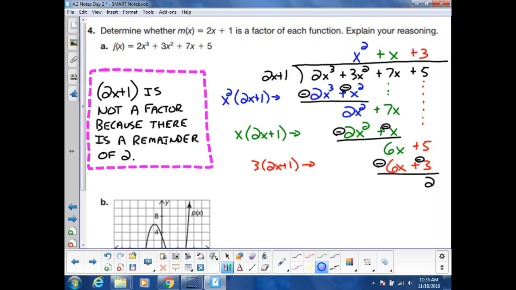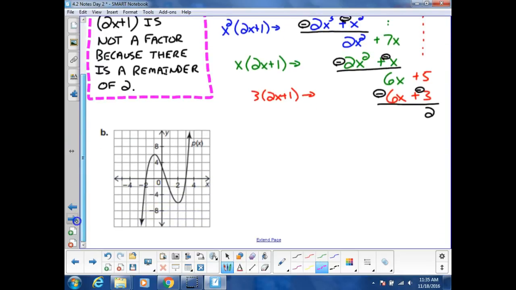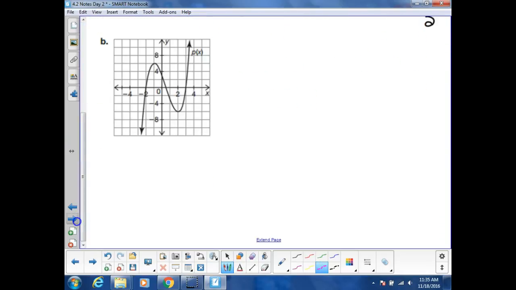Yeah? What about in part B? We're wondering again if 2x plus 1 is a factor. Did anybody get an answer? What do you got, Len? So yes, it is. Why did you say it is? Because if you say 2x plus 1 equals 0.